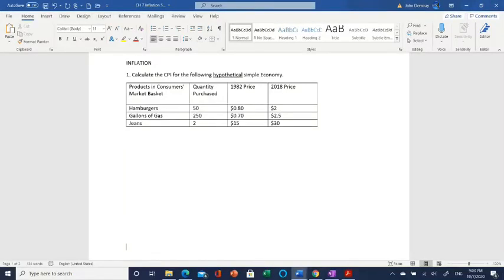Hi everyone. As you know, we use the consumer price index to measure the price changes, to measure the inflation in an economy. In this example, I will show you how we calculate the CPI using this hypothetical example.